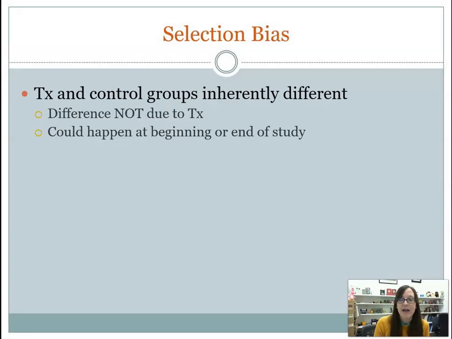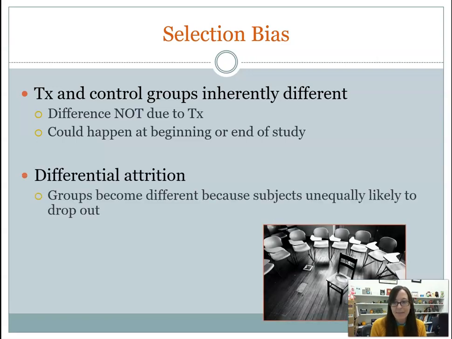Selection bias basically means that the treatment and control groups are inherently different. There is some kind of difference in how they've been selected, so the difference is not because of the treatment, which is what you would hope it would be if you're looking at some causative effect. You would want there to be a difference between your groups, but you want that difference to be because of whatever the treatment is. So selection bias means there's something that makes the groups differ that has nothing to do with the treatment itself. And it could happen at the beginning of the study, before you even start, or it could happen at the end and have something to do with something else that happened.